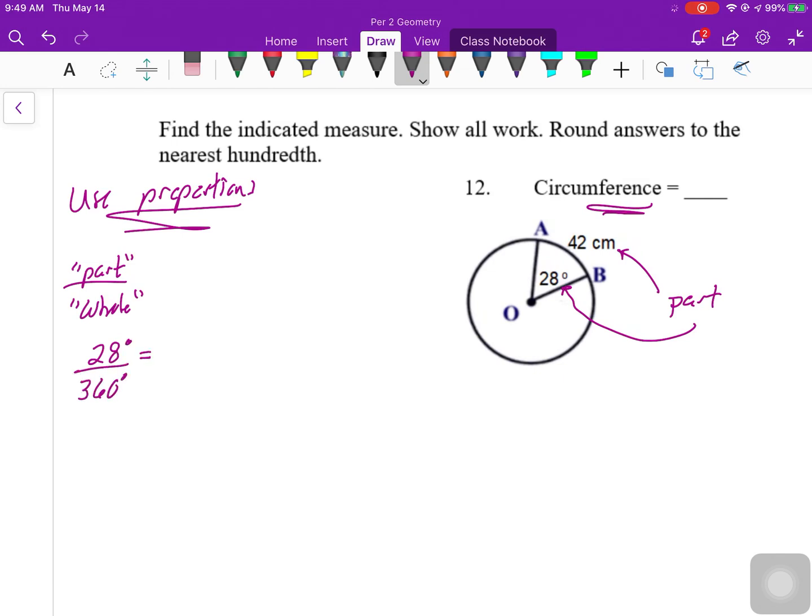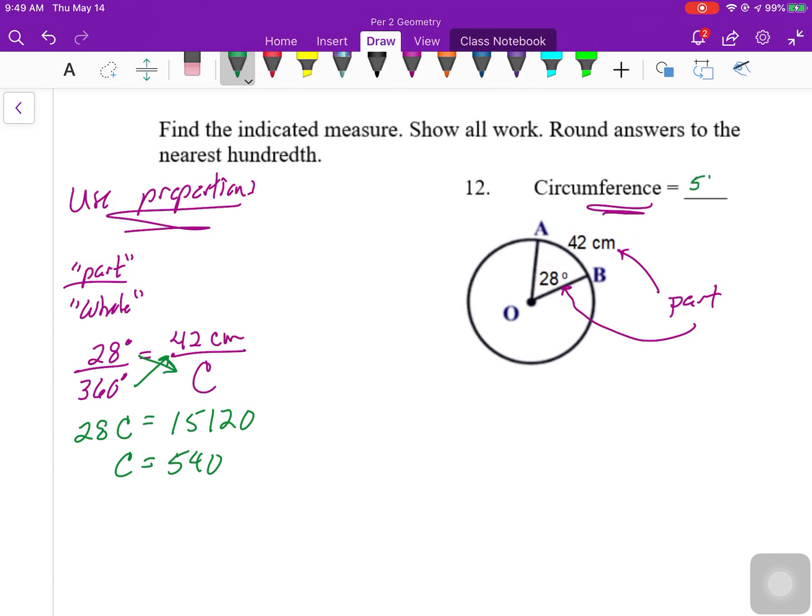So, for the part of the circle, the angle is 28 degrees. For the whole circle, the angle is 360 degrees. For the part of the circle, the arc length is 42 centimeters. And you've been asked to find the circumference of the whole circle. Proportions are always solved by cross multiplying. So we're going to go ahead and cross multiply here. We'll have 28c equals, now 360 times 42 gives me 15120.